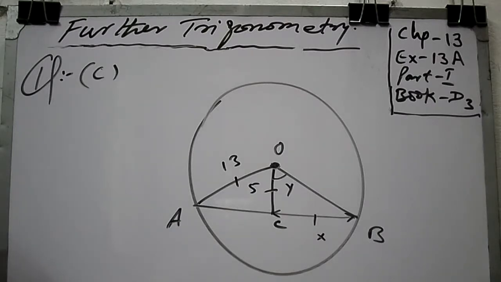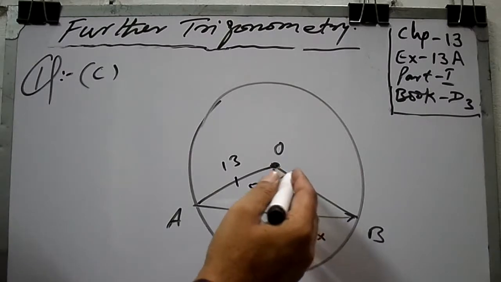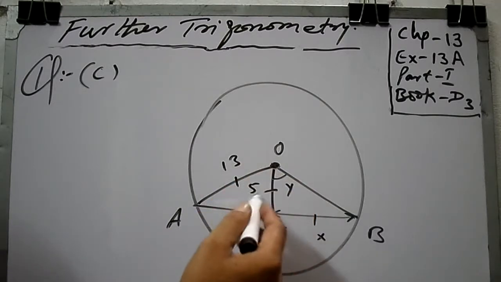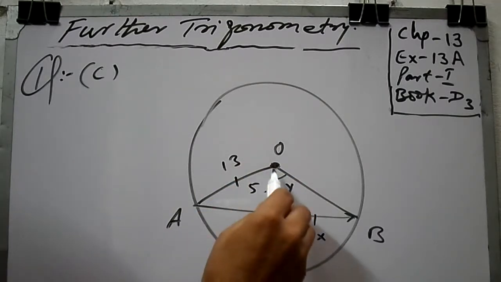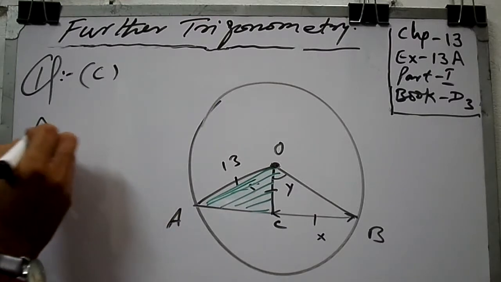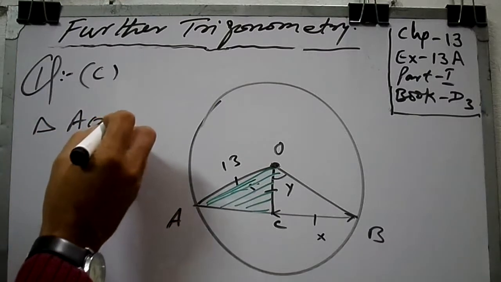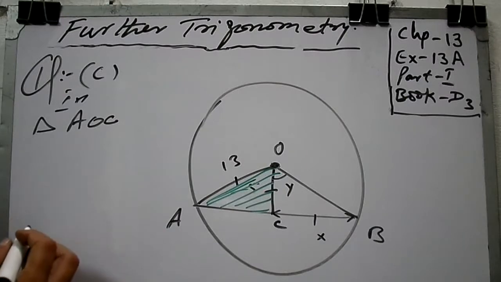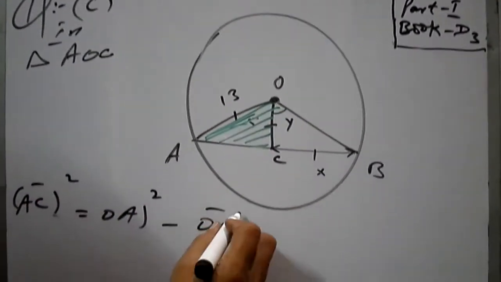So taking this triangle first, triangle AOC. In triangle AOC, AC is equal to the square root of OA square minus OC square.